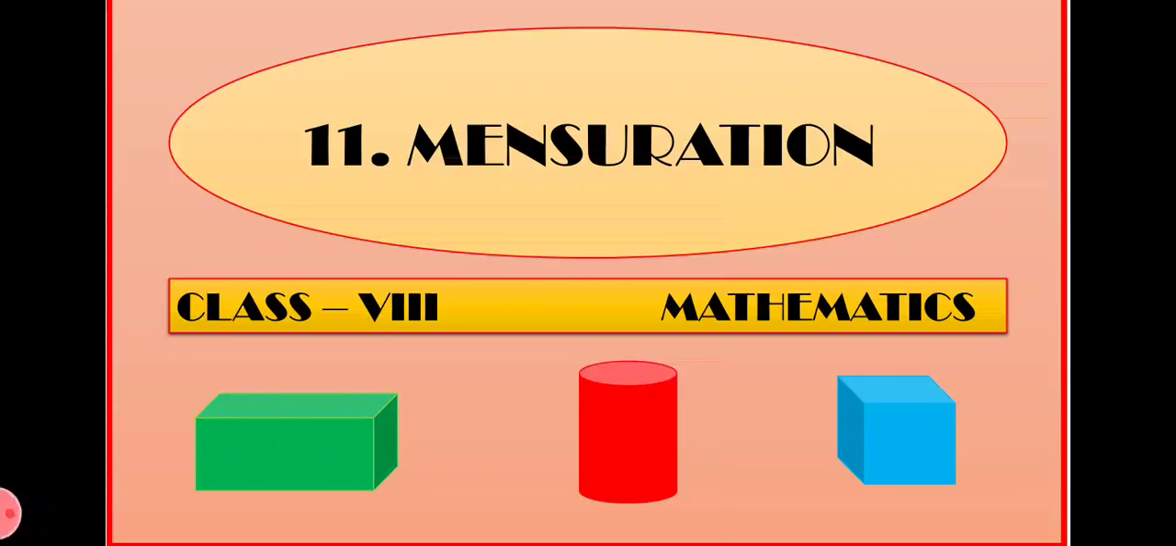Good morning. Continuing with Chapter 11, that is Mensuration. Today we will solve exercise 11.3, which is based on surface areas and lateral surface areas of three solid shapes, that is cube, cuboid, and cylinder. So, exercise number 1.